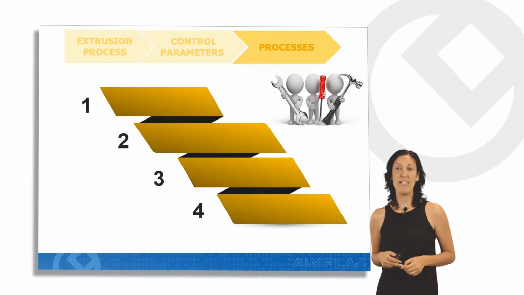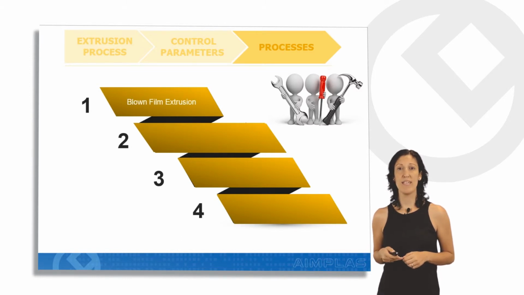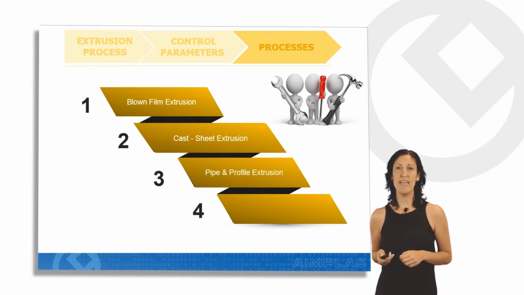According to the desired final product, we need to use different extrusion lines. As my colleague Chelo says, today we are going to review the main extrusion processes. They are blow film extrusion, cast sheet extrusion, pipe and profile extrusion, and extrusion blow molding. Let's start with the first one.